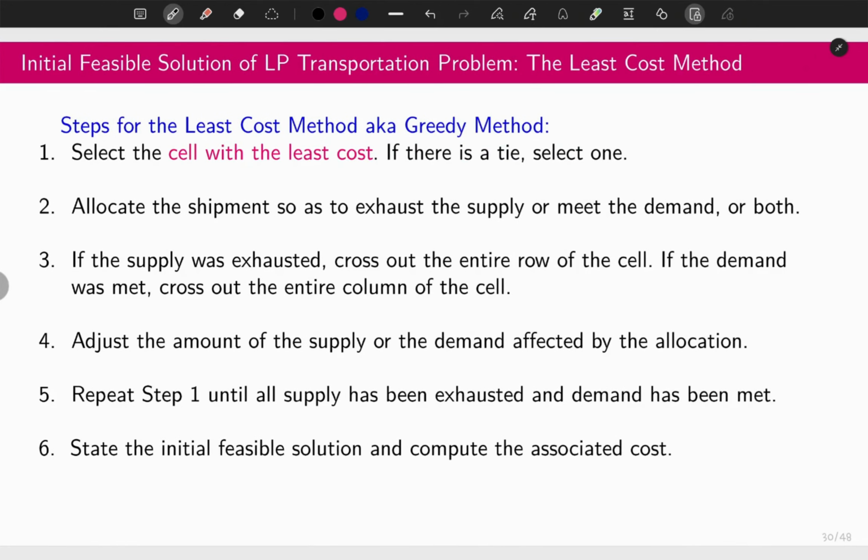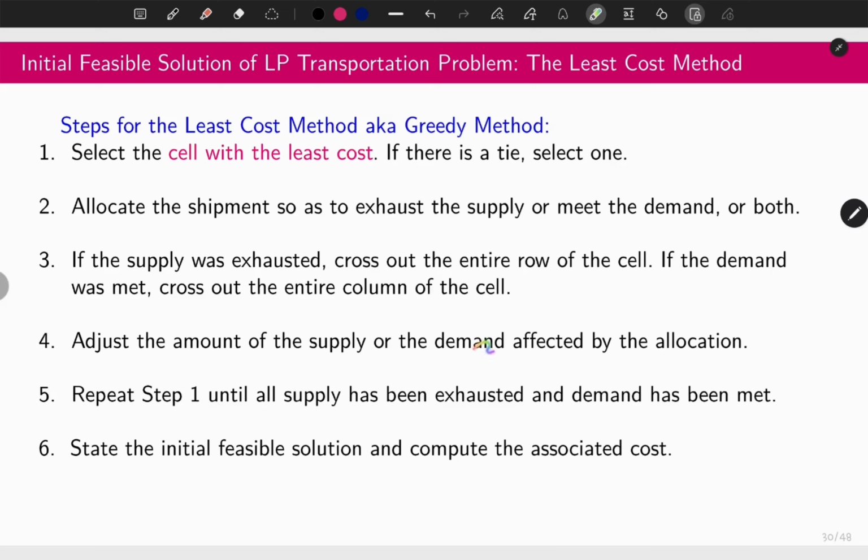Here are the steps in getting the initial feasible solution using the least cost method, or the greedy method. First, select the cell with the least cost. If there is a tie, select one. Allocate the shipment so as to exhaust the supply or meet the demand or both. If the supply was exhausted, cross out the entire row of the cell. If the demand was met, cross out the entire column of the cell.